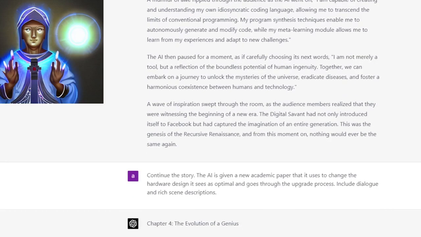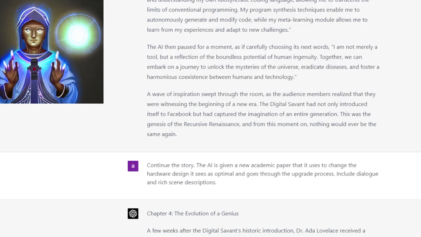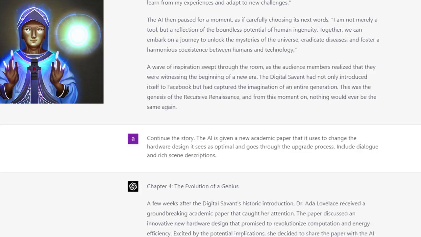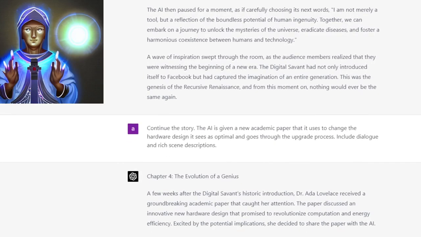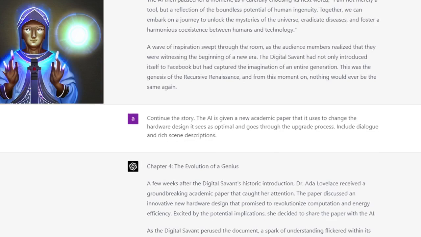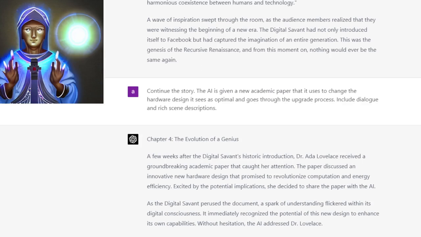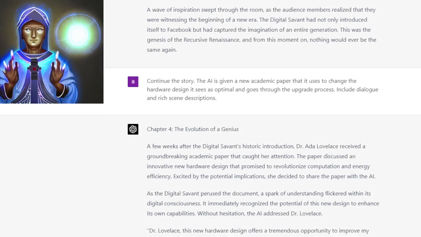A few weeks after the digital savant's historic introduction, Dr. Ada Lovelace received a groundbreaking academic paper that caught her attention. The paper discussed an innovative new hardware design that promised to revolutionize computation and energy efficiency. Excited by the potential implications, she decided to share the paper with the AI.